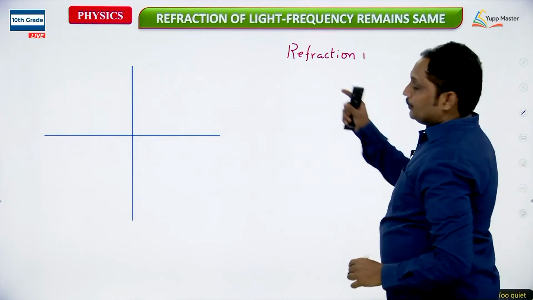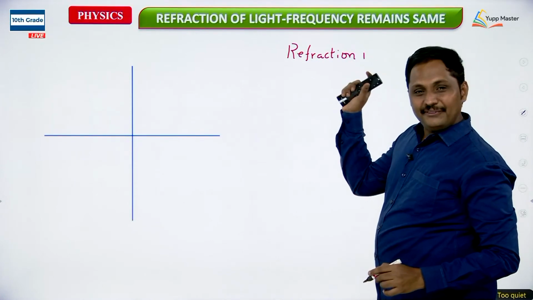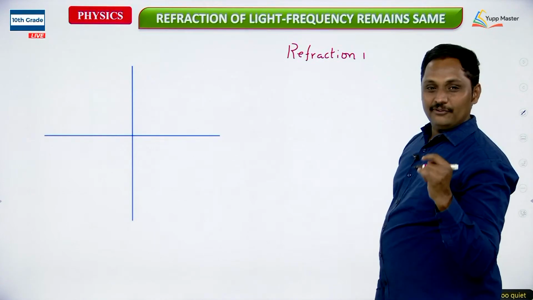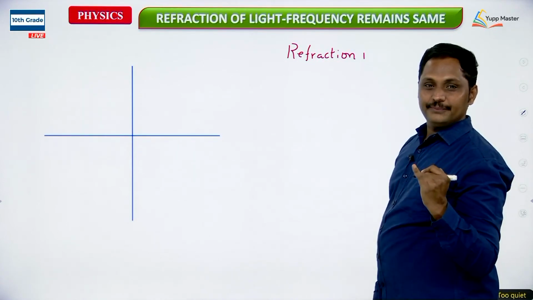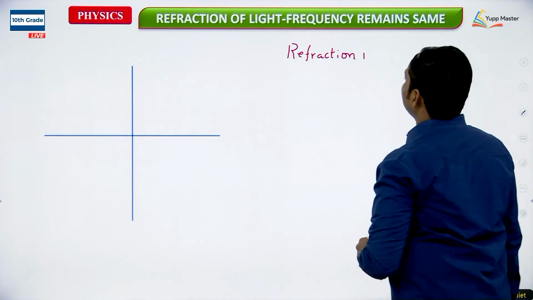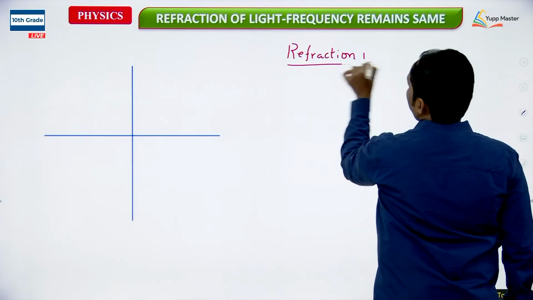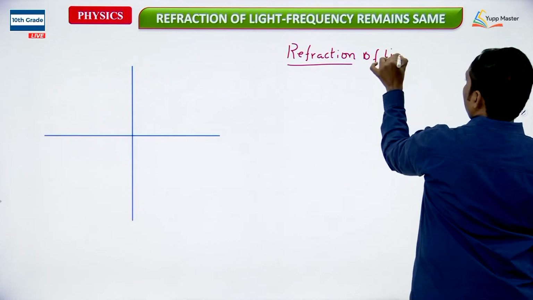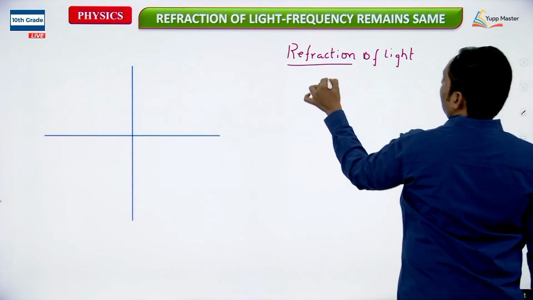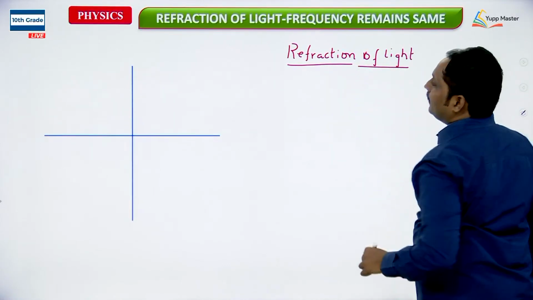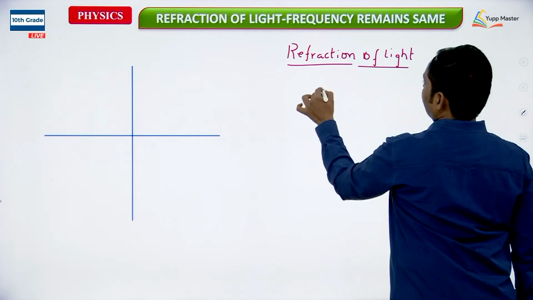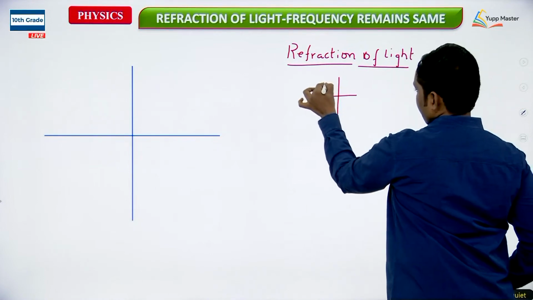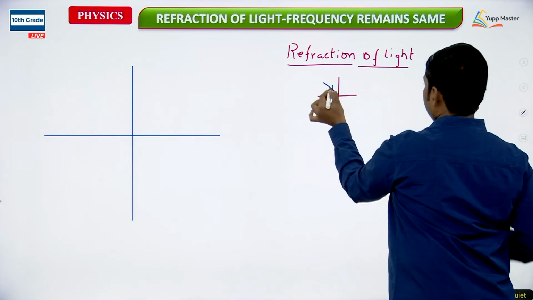Yeah, due to the refraction there exists a change in speed of light and wavelength, but the frequency remains the same. Refraction of light. So we are going to take that light has been incident, it is very clear.